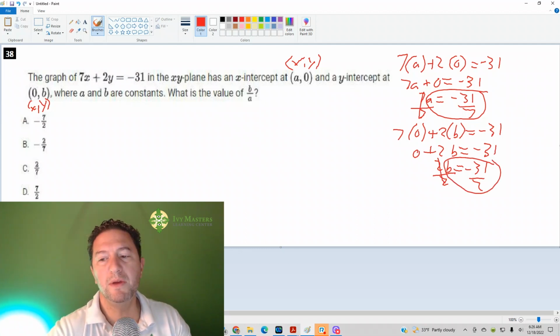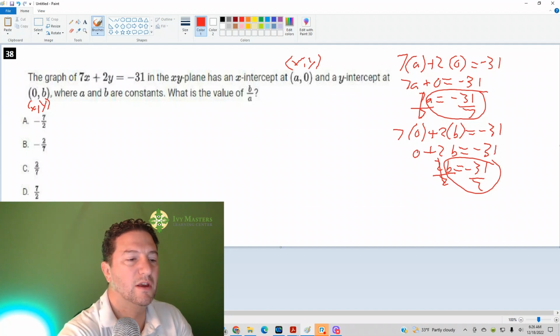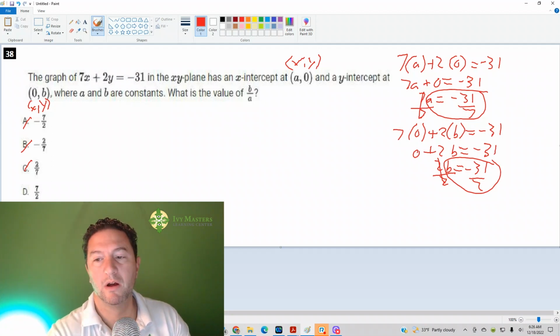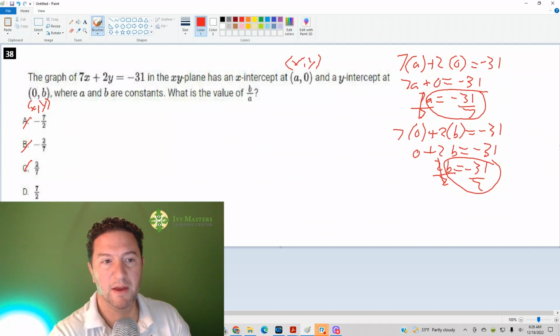So now when we do b over a, what you want to notice is that it's a negative over negative. So the answer, negative over negative, is always going to be a positive. So it can't be A or B. I crossed out C by mistake. So then let's put our B there. Negative 31 over 2 over negative 31 over 7.